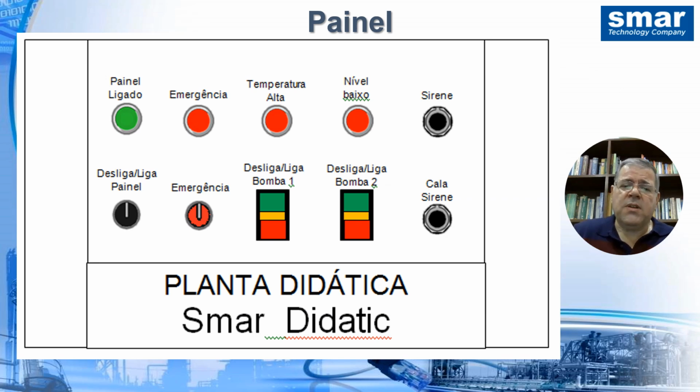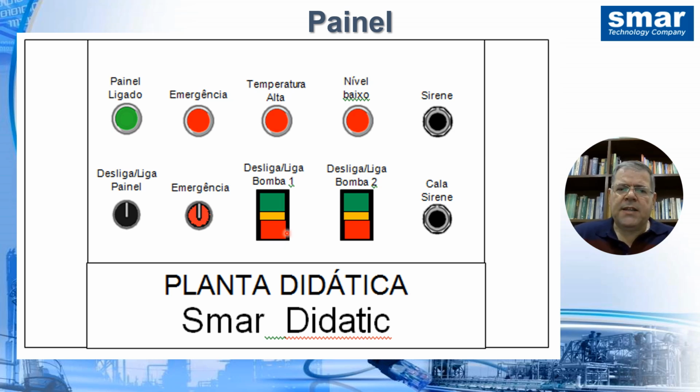In this figure, we display the main panel of the educational plant. Here is a button to turn it on, the teaching plant. An indicator shows the panel is powered. There is also an emergency button, indicating an emergency. We can also operate it manually and automatically via the supervisory system.